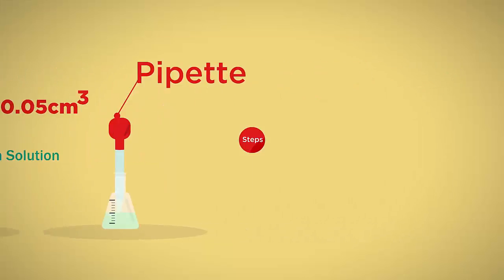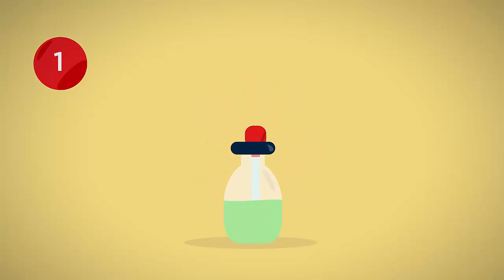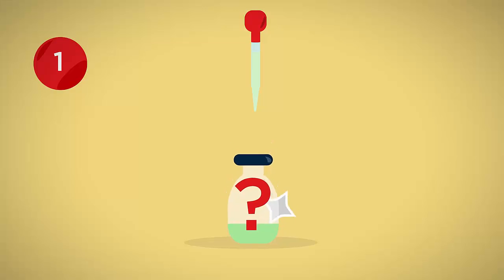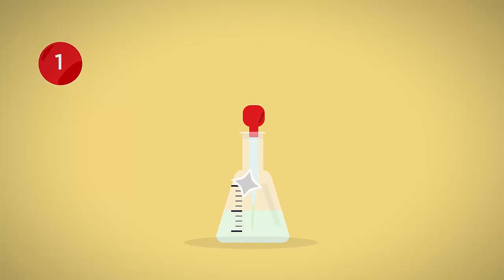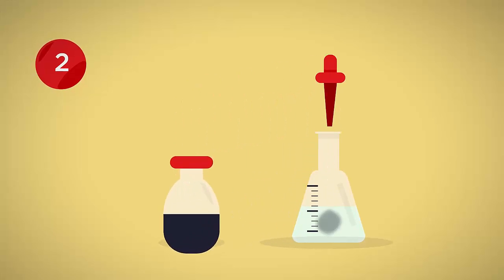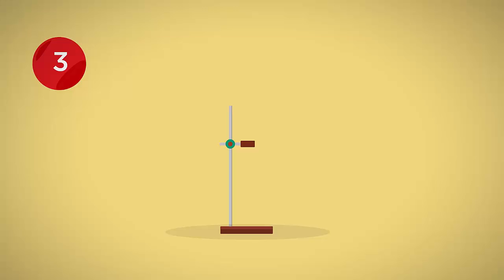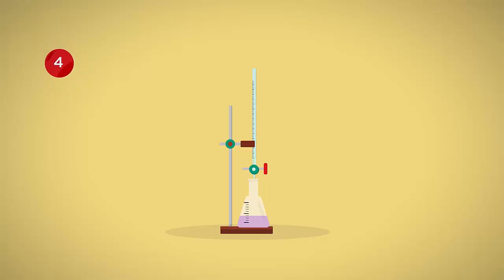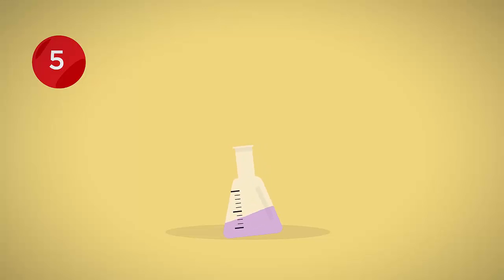To carry out a titration, you follow these steps. 1. Using the pipette, add a set volume of the unknown solution to a clean conical flask. 2. You may also need to add a few drops of indicator. 3. Fill the burette with the known solution and make sure it is leveled off at exactly 0. 4. Slowly add the solution from the burette to the unknown solution in the conical flask. 5. You may need to swirl the flask to mix or use a stir plate.